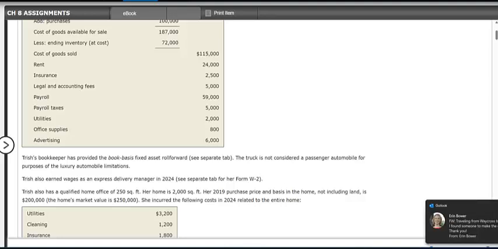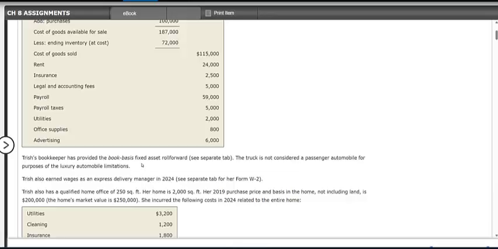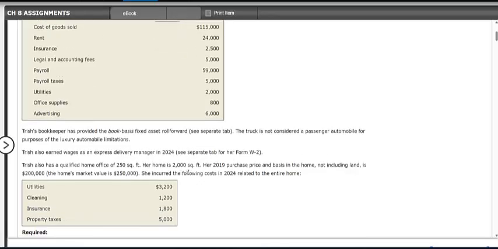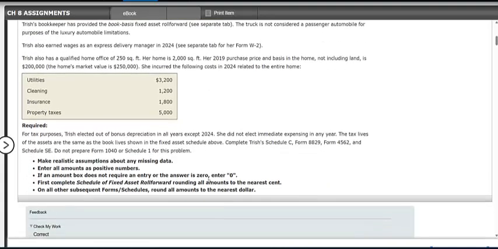We're provided a book basis fixed asset roll forward by her bookkeeper, and we're going to use that to calculate the depreciation for 2024. She earned wages, so she also has a W-2, and she has a home office. So we will be completing the 8829 to calculate her home office expense.